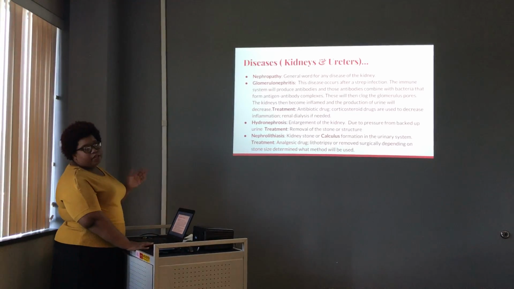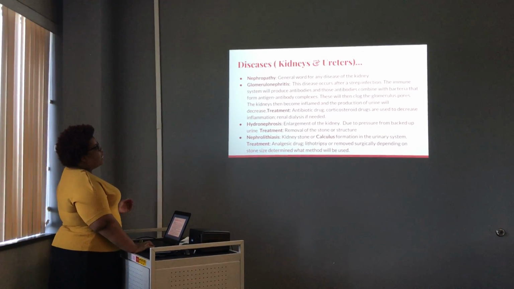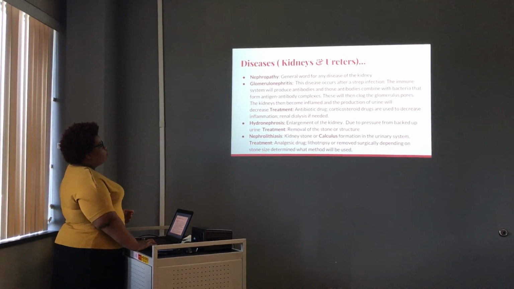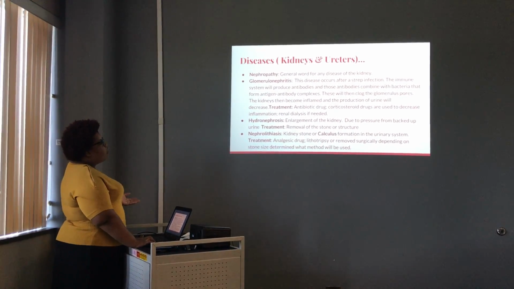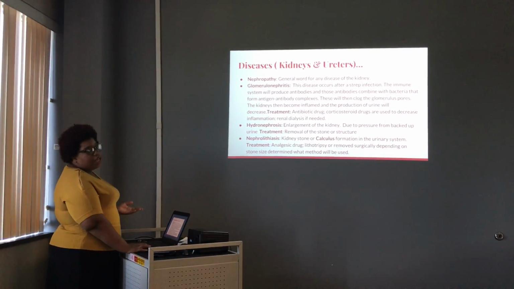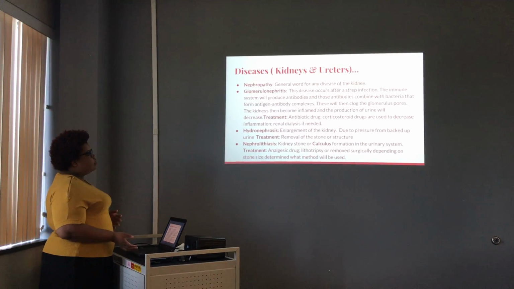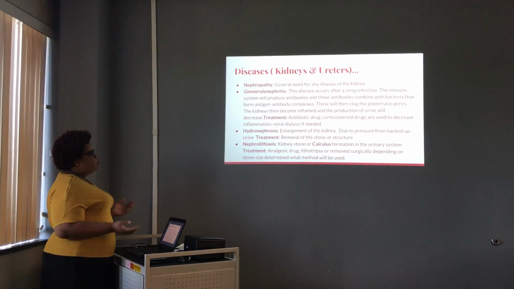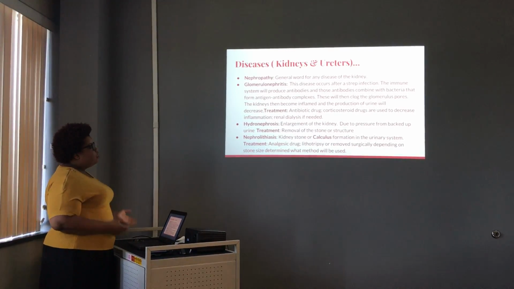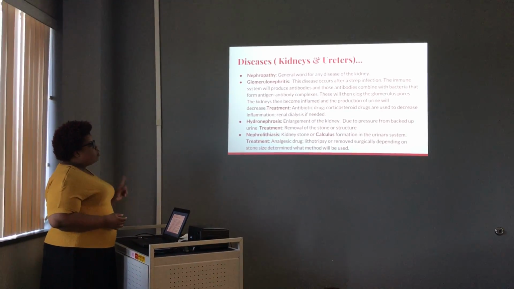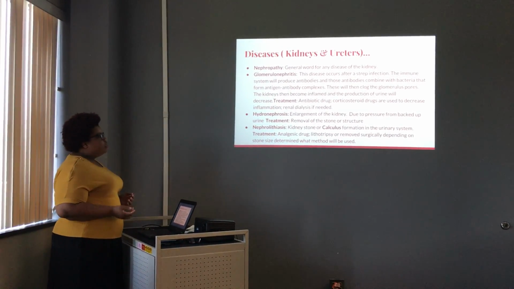These are some of the diseases of the kidneys and the ureters. First, we have nephropathy, which is a general word for any disease of the kidney. Glomerulonephritis. This disease occurs after a strep throat infection. The immune system will produce antibodies, and those antibodies will combine with bacteria that form antigen-antibody complexes. These then will clog the glomerulus pores, and the kidney then becomes inflamed, and the production of urine decreases. Treatment for these are antibiotic drugs, corticosteroid drugs that are used to decrease inflammation, and renal dialysis if necessary.